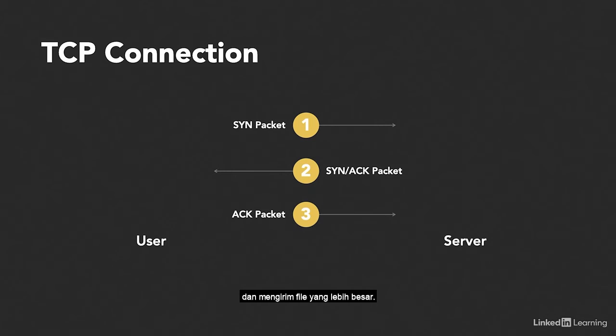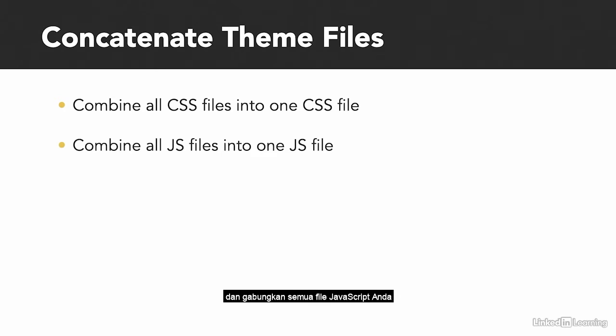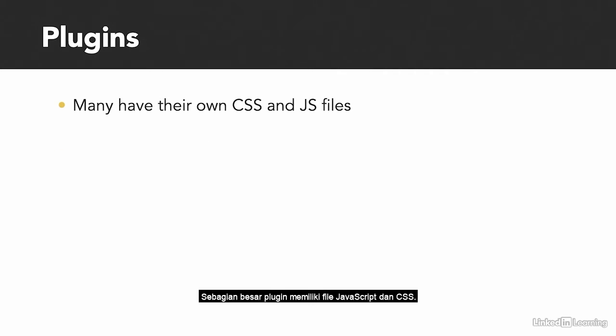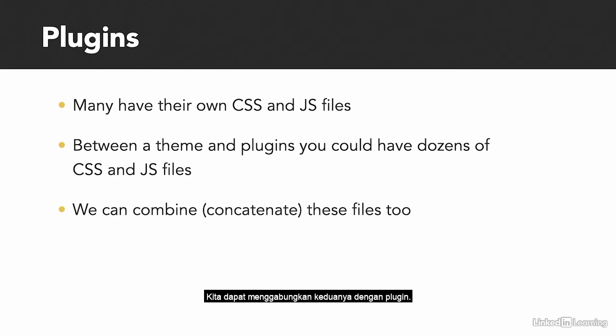and send larger files. So on the theme side, you want to combine all of your CSS files into one larger CSS file, and combine all of your JavaScript files into one larger JavaScript file. This is called concatenation. But your theme is only the start. Most plugins have JavaScript and CSS files. So if you have your theme and 20 plugins, you might have 16 CSS and 24 JavaScript files to download. We can concatenate those too with plugins.